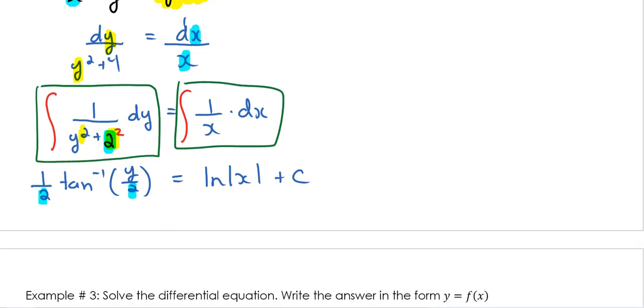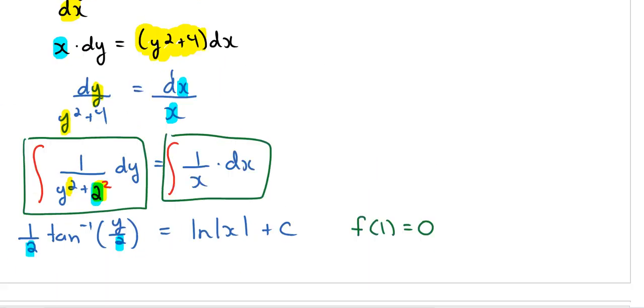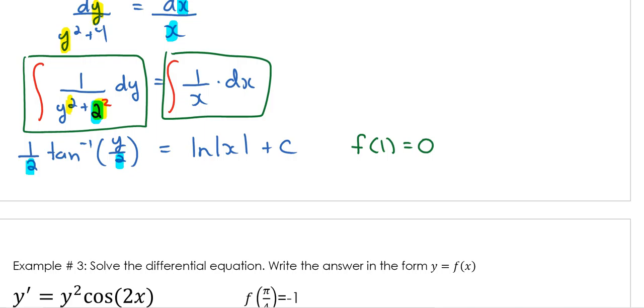Okay. All right, let's go ahead and evaluate the initial condition here so I can find the value of c. My initial condition was f of 1 equals 0, I believe. Yeah, f of 1 equals 0. So when I have this initial condition right here, whenever I have an x, I need to replace that with a 1, and whenever I have a y, I need to replace that with a 0. Okay, so let's plug that in.